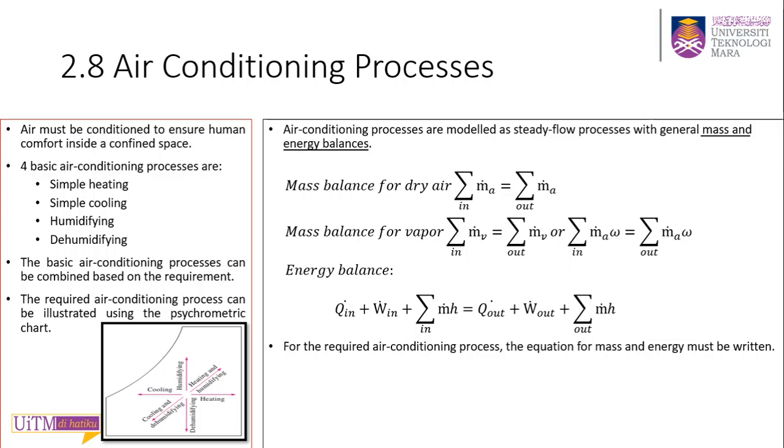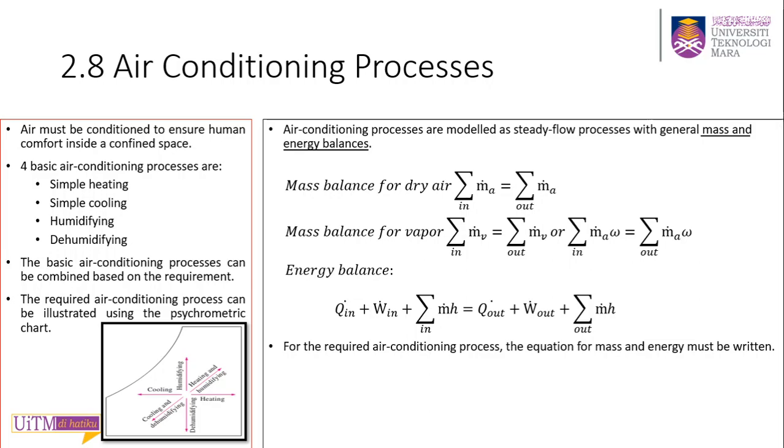inside the confined space. We must control the temperature, we must control the humidity, we must control the velocity, and also we must make sure that the air is free of contaminants. So there are four basic air conditioning processes, as you can see in the video and also in the notes: simple heating, simple cooling, humidifying and dehumidifying.